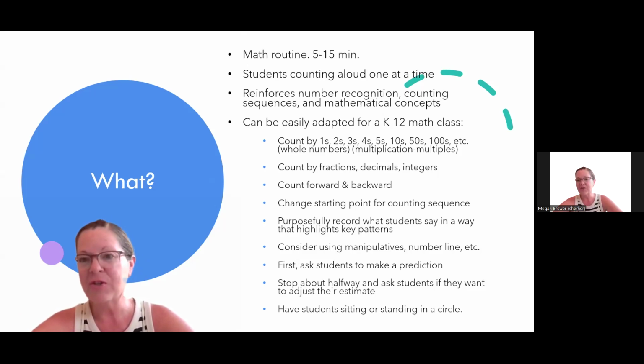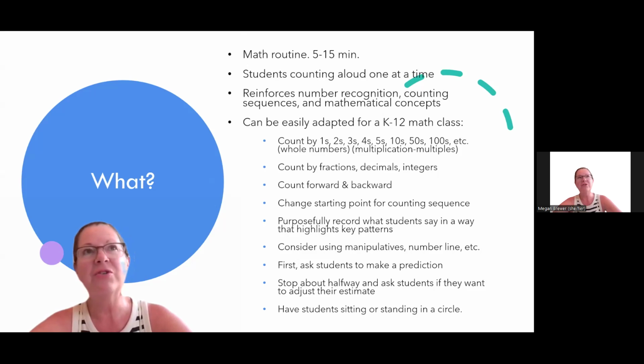First, you're always going to ask your students to make a prediction, and we'll have a question slide in just a moment. You want to stop about halfway around the counting and pause and ask students if they want to adjust their estimate and why, or why not.